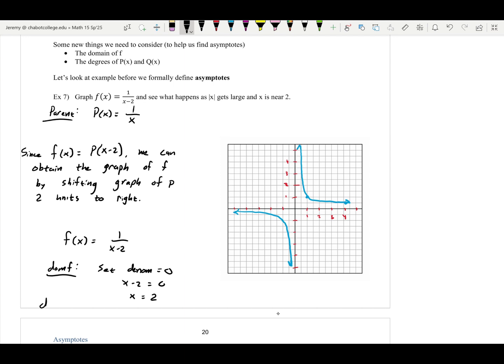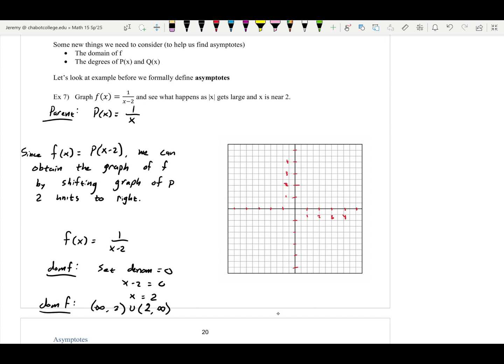Okay, so the domain of f will be all real numbers except for 2. So negative infinity up to 2 union 2 to positive infinity, using the parentheses there to skip over that value. So anyway, just another way to sort of notice that we're going to have a shift to the right by 2 units. So here is the graph of f.